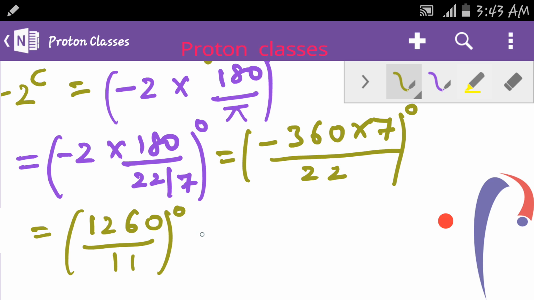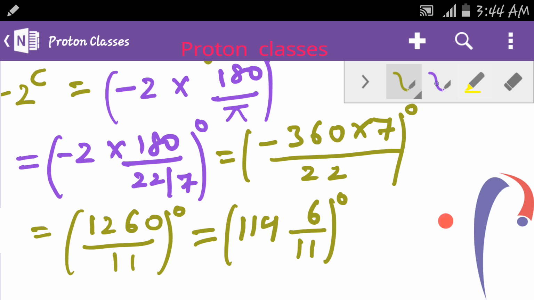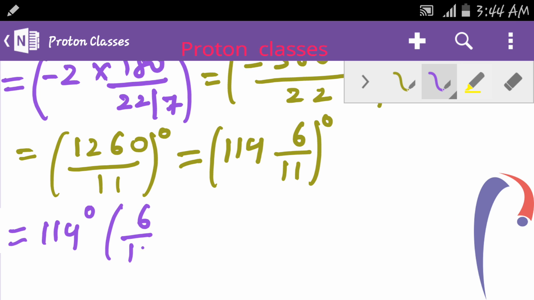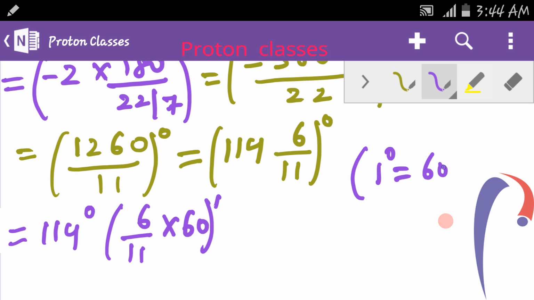Now we have to convert these degrees into minutes, then minutes into seconds, then we get our proper answer. Now this 1260 by 11 is converted into a mixed fraction as 114 and 6 by 11 degrees. This is 114 degrees, and 6 by 11 is also in degrees. Now we convert it into minutes by multiplying by 60. Why? Because 1 degree is equal to 60 minutes.